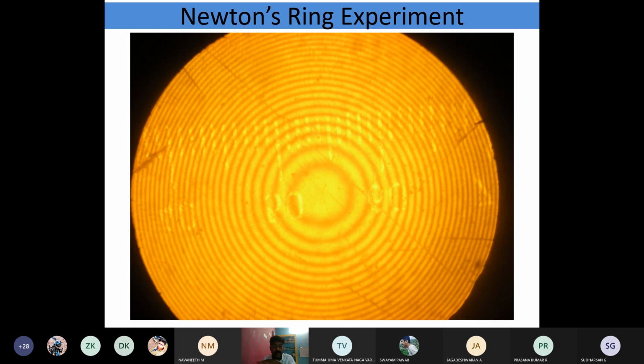For the horizontal base, we have to consider the vertical wire. We have to place the vertical wire on any portion of this ring, and we have to start our reading. So this is the experimental procedure. I will explain how to measure the readings and what changes will happen.